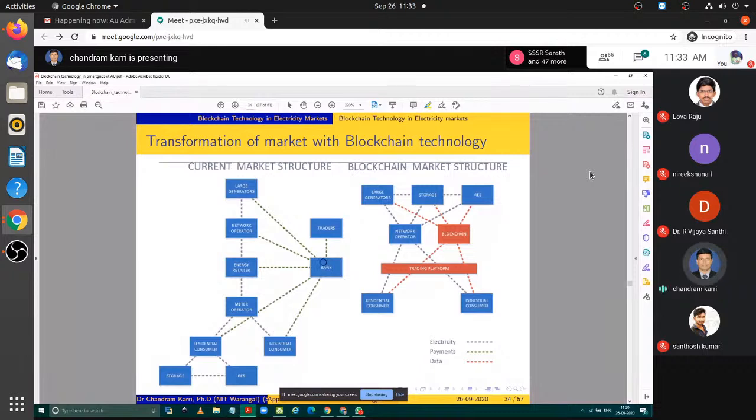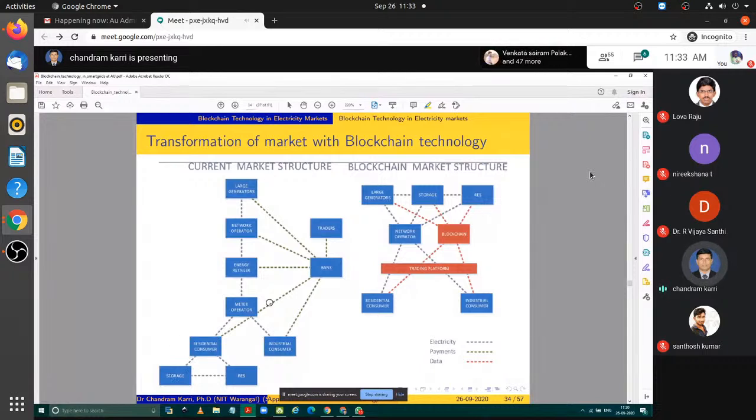Once the trading is done, it will be passed to the network operator, and also the energy retailer and residential consumers. And here, electricity transformation is from the large generator to the network operator, energy retailer, meter operator, and residential consumers. Sometimes excess power will be stored. So this is the actual market structure.